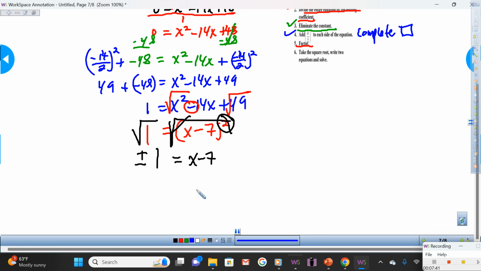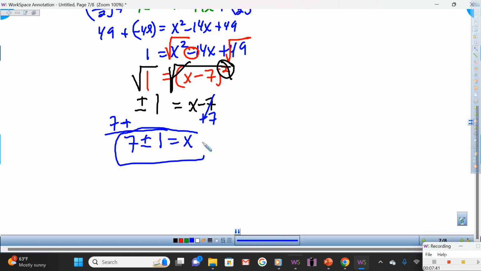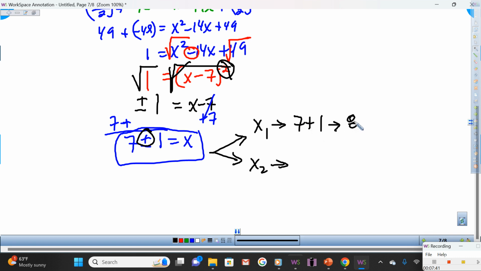From there, we solve for x. We need to leave x by itself. Plus 7, plus 7. So that leaves us with 7 plus or minus 1 equals x. Technically, we are done. This is the answer, guys. However, we need to show it using 2 equations. That's why I write x sub 1, that's 1 equation. x sub 2, that's 2 equations. For x sub 1, I'm going to use the positive. So it's 7 plus 1, which is 8.